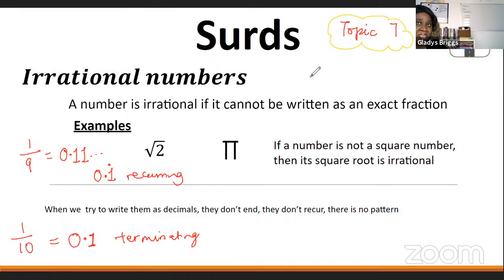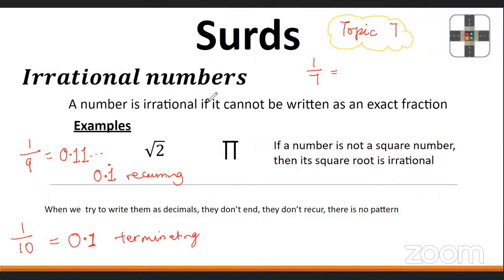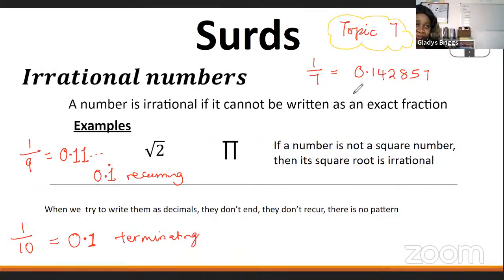So have a look at 1/7. 0.142857. And if you did this using division, you will see that this is continuing. When it gets to 7, it will start from 142857 again. There's a cycle there. So it's recurring, but it's got a pattern of numbers that are recurring. It's going into a cycle.